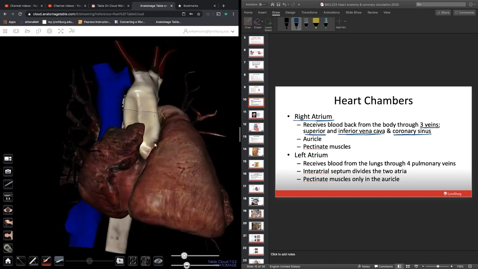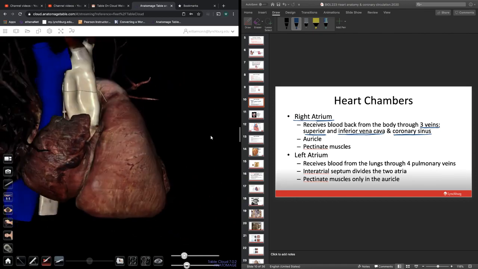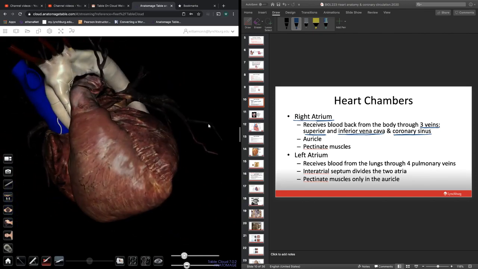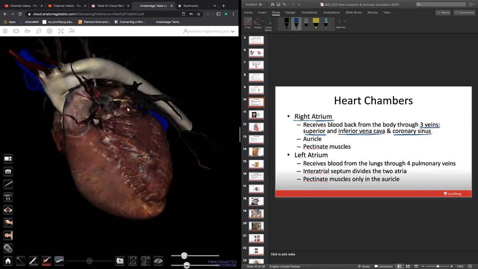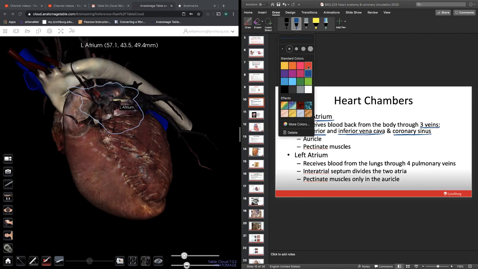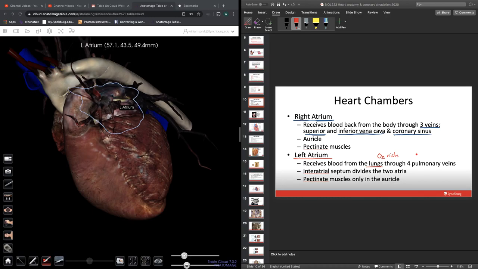Now, the left atrium is a receiving chamber as well. And so if we turn around and we look at the left atrium, we can see that it's going to receive blood as well. And so if we take a look at those vessels, and I'm going to highlight this in red because the left atrium is receiving blood from the lungs. And so this is now going to be oxygen-rich blood because it's already been through the pulmonary capillaries, and it's going to receive blood through 4 pulmonary veins that are going to drain into that left atrium.